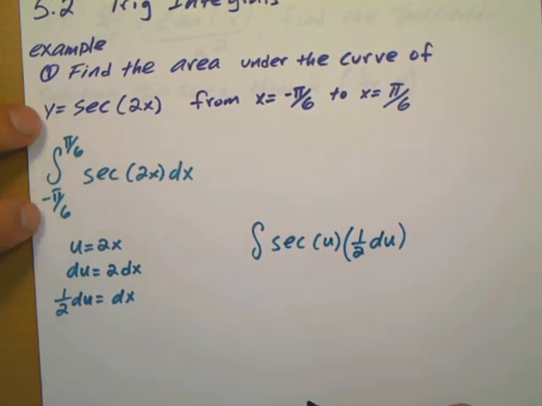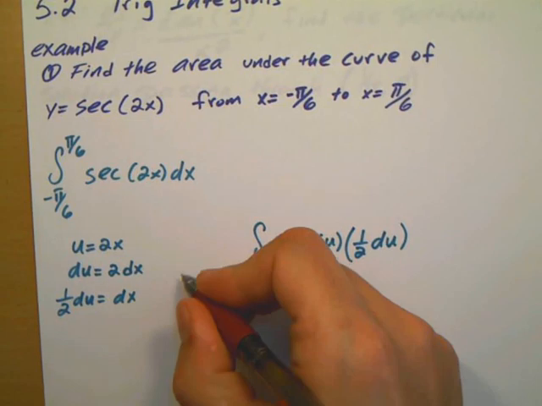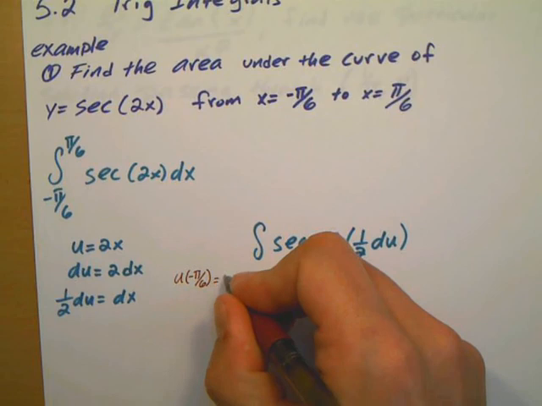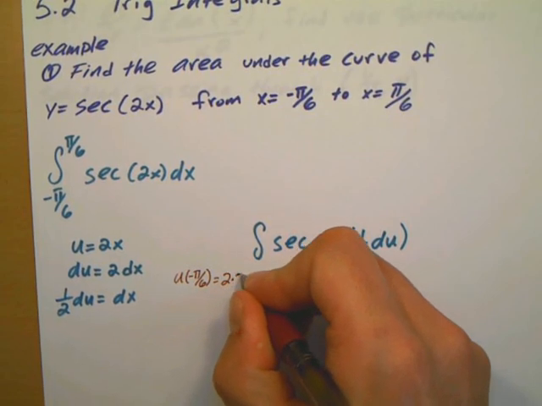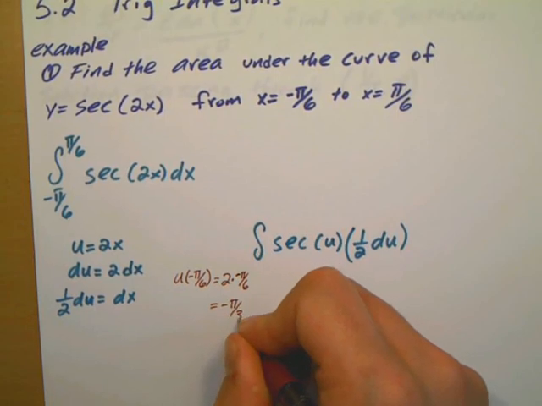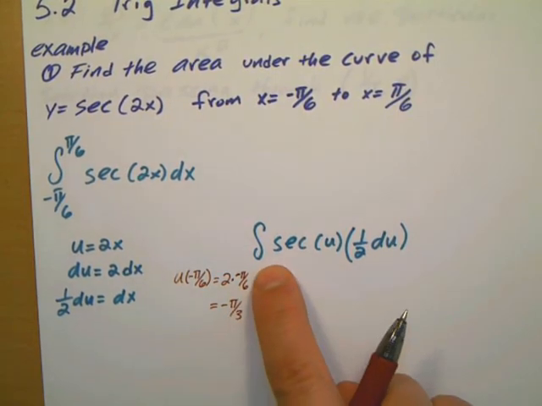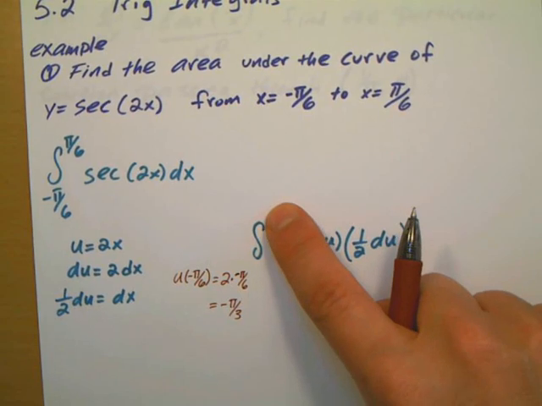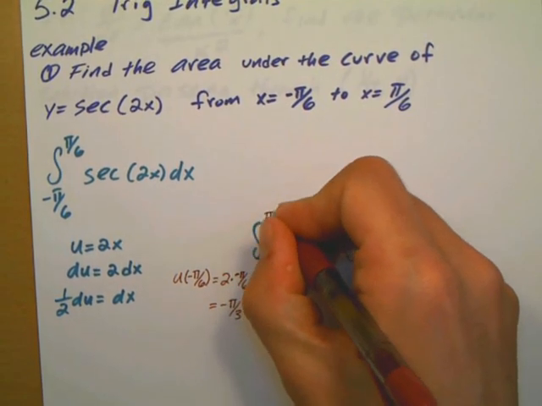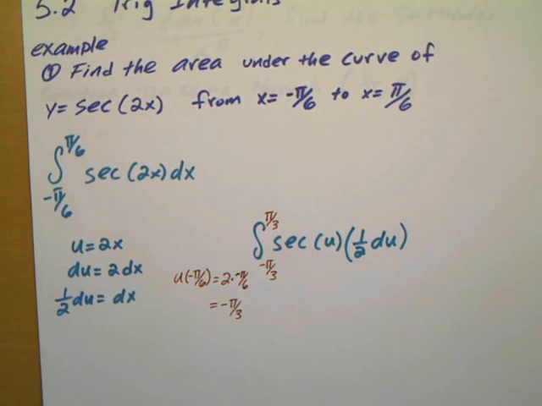Since I have limits and I have a u-sub, I'm going to change my limits. If I plug in negative pi over 6 for the lower limit, it's going to be 2 times negative pi over 6, which becomes negative pi over 3. So my new lower limit is negative pi over 3, and my upper limit, by the same process, is positive pi over 3. So negative pi over 3 and pi over 3 are my new lower and upper limits.